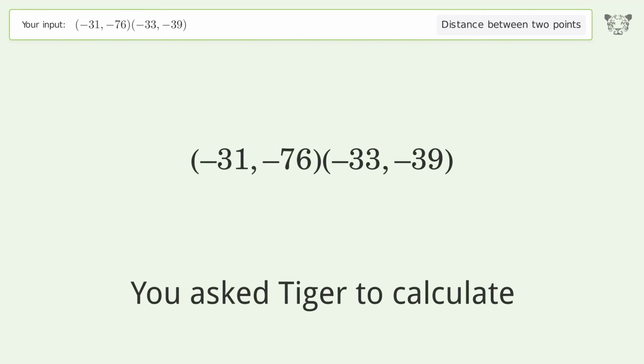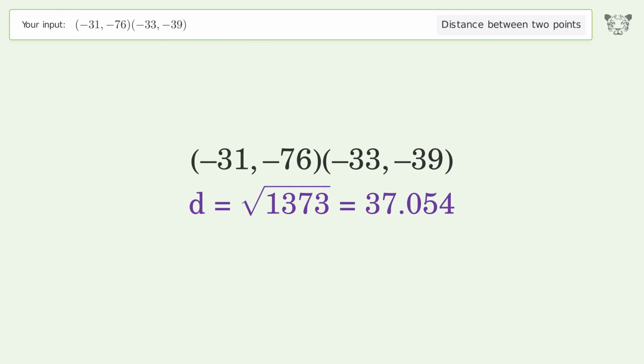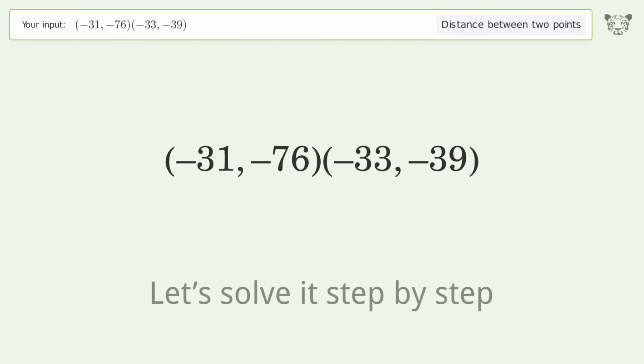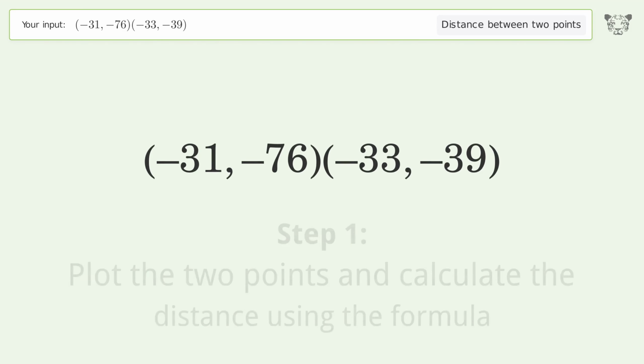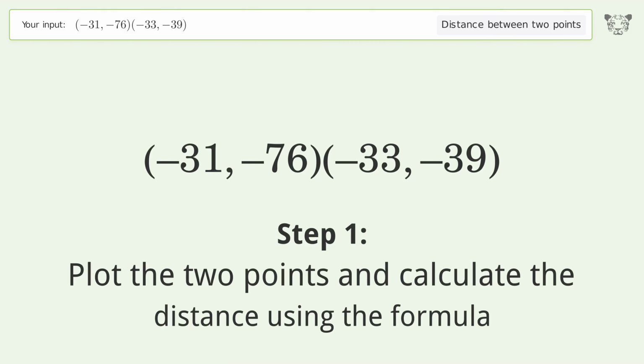You ask Tiger to calculate. This deals with the distance between 2 points. The distance between the 2 points is the square root of 1,373, or 37.054. Let's solve it step by step. Plot the 2 points and calculate the distance using the formula.